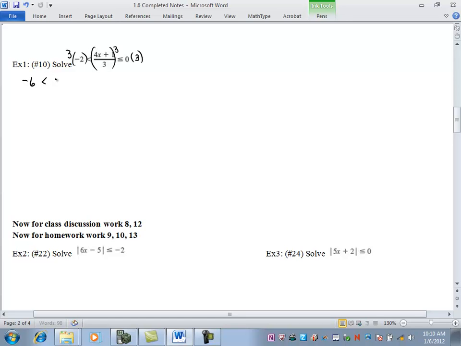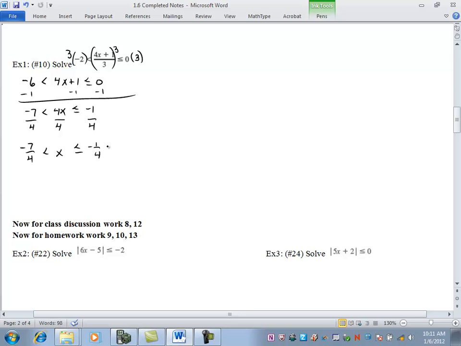So negative 6 is less than 4x plus 1, which is less than or equal to 0. I'm going to subtract 1 from all three sides so that negative 7 is less than 4x is less than or equal to negative 1. And now I'm going to divide everywhere by 4. And so negative 7/4 less than x less than or equal to negative 1/4.